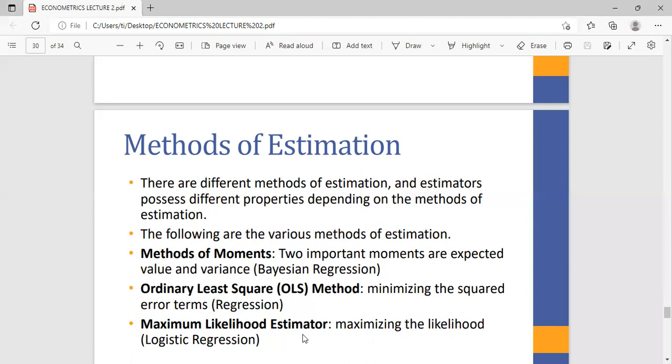And then we have what is called the maximum likelihood estimator. So basically maximizing the likelihood, and particularly it is useful if you are conducting a logistic regression model, then obviously OLS is not applicable. You have to use what is called MLE, maximum likelihood estimator, or methodology of estimation.